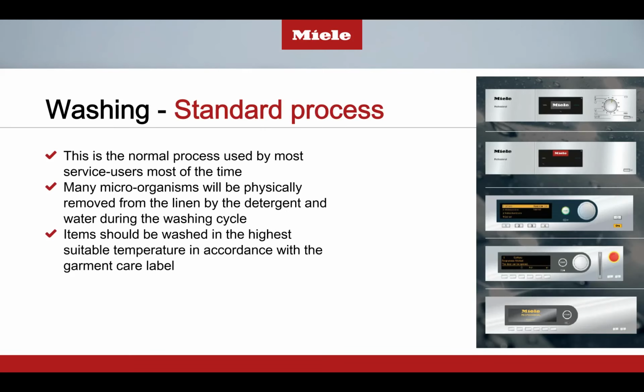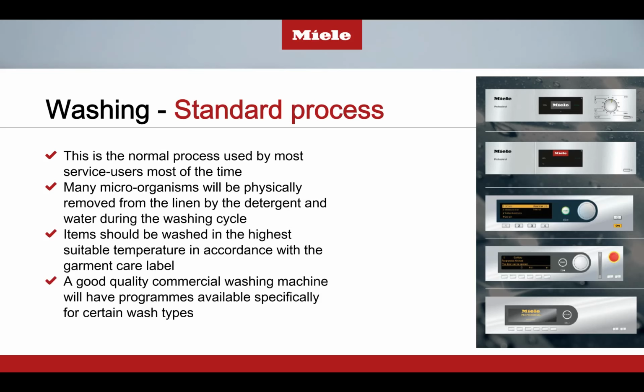In the standard washing process, most microorganisms will be removed by the detergent and water during the standard washing cycle of the machine. Items should be washed at the highest suitable temperature according to the care label. And a good quality commercial machine will have programs available specifically for certain wash types, which will make this much easier for you.